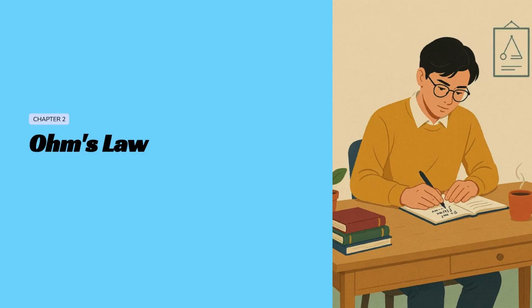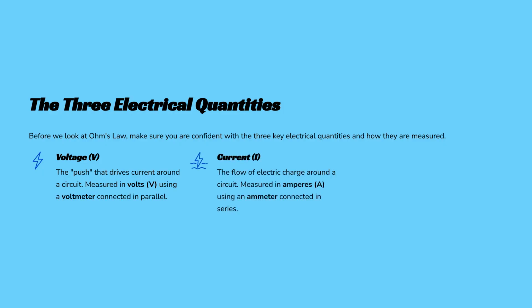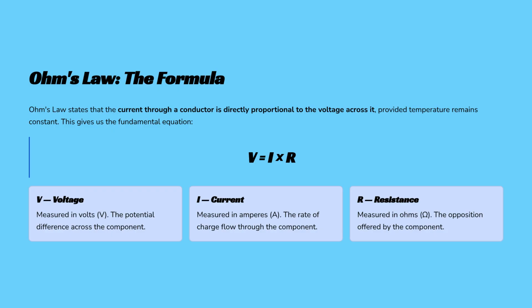Moving on to Chapter 2, Ohm's law. This is the mathematical relationship that links voltage, current, and resistance in a circuit. Before calculating, remember the three units: voltage in volts, current in amperes, and resistance in ohms. These are essential for accurate circuit analysis. Ohm's law is represented by the formula V equals I times R.